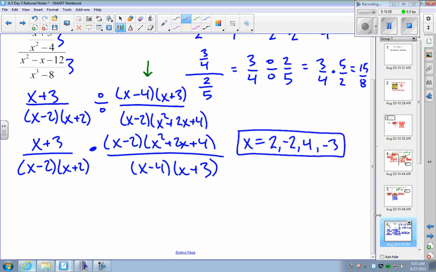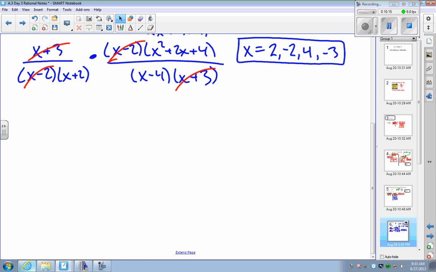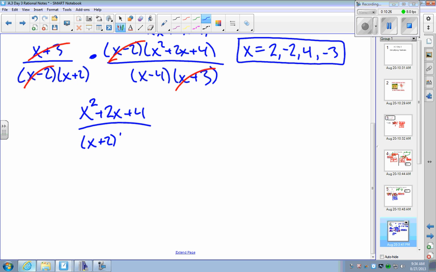Okay, so now we take a look at it. X plus 3 will cancel with this. X minus 2 will cancel with this. And that's about all we can do. So to get a finished answer, figure out what's left on the top and what's left on the bottom. And again, it's okay to leave these in factored form.